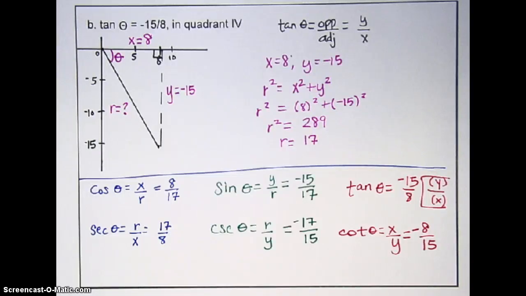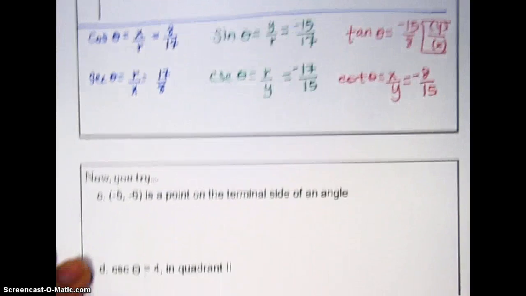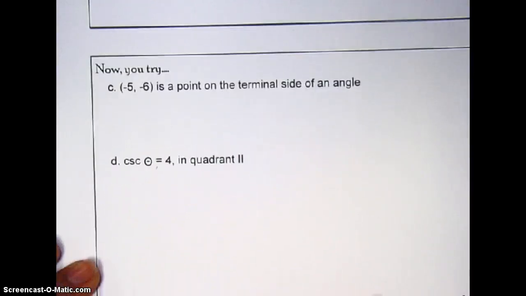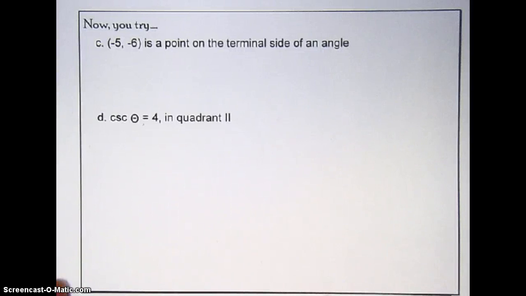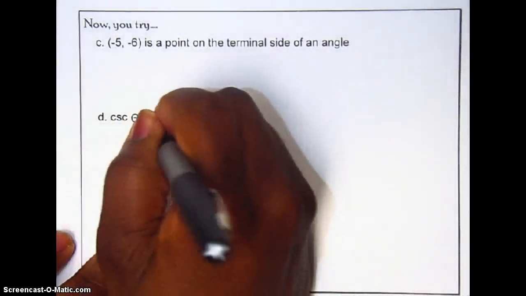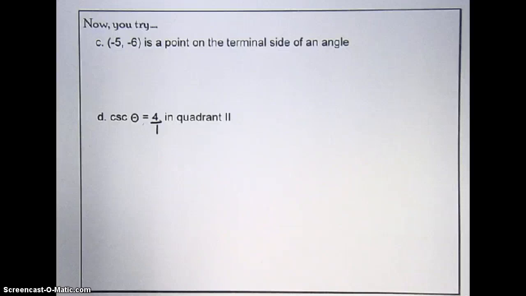And then the last thing I'd like for you to do is to try these two. Very similar to the examples that I gave you in A and B. Negative 5, negative 6 is a point on the terminal side, and in part D you're given that the value of cosecant is 4, and that it is located in quadrant 2. So you want to think about how we find cosecant. One hint for that one is you might want to make 4 a fraction and call it 4 over 1.